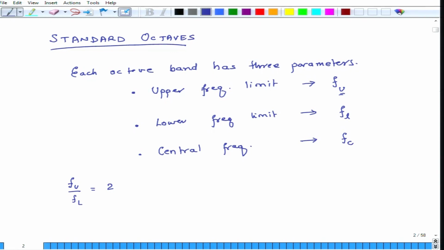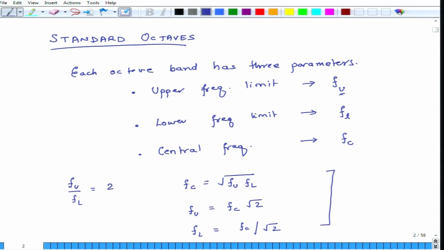But then what about the central frequency? It is not the arithmetic mean of FU and FL, rather it is a geometric mean. So FC equals square root of FU times FL. This is the other relation, and because of this we can also write that FU equals FC times square root of 2, and FL equals FC divided by square root of 2. So these are the ratios.